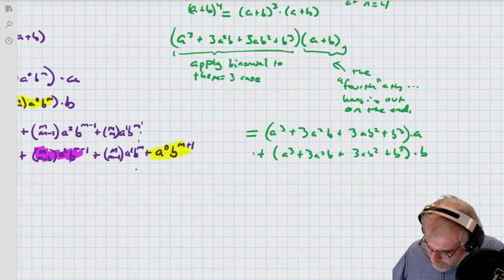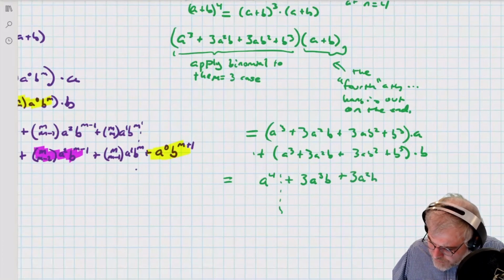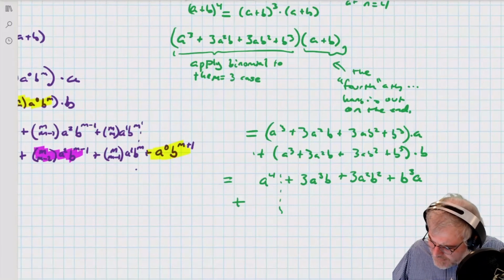This should be a b cubed. I don't know what happened to the cube there. Now, to look at what happens here, I'm going to take this a cubed and make it an a to the 4th, because I'm multiplying it by an a. Here, I'm going to have a plus 3a cubed b plus 3a squared b squared plus b cubed a. That's the top line. And then the bottom line, I'm going to leave this space blank. This is blank and this is blank.